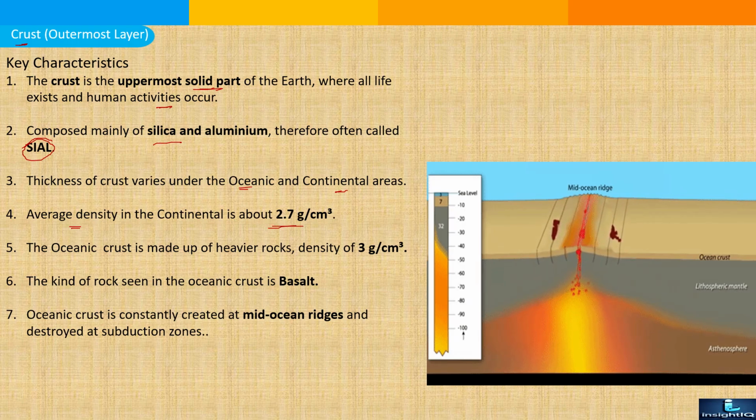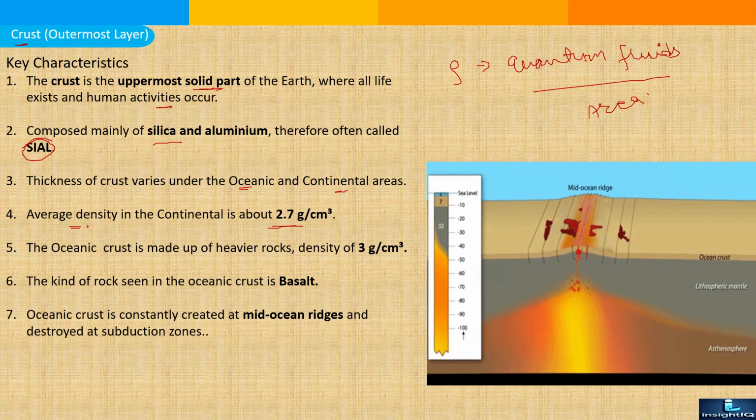So what is the meaning of density? Generally, density is the quantum of fluid in a particular area. How much quantum of fluid with respect to that area? Next one is oceanic crust, made of heavier rock. If the rock is heavier, then obviously the density is more. So in the oceanic crust the density is more, around 3 grams per cubic centimeter.